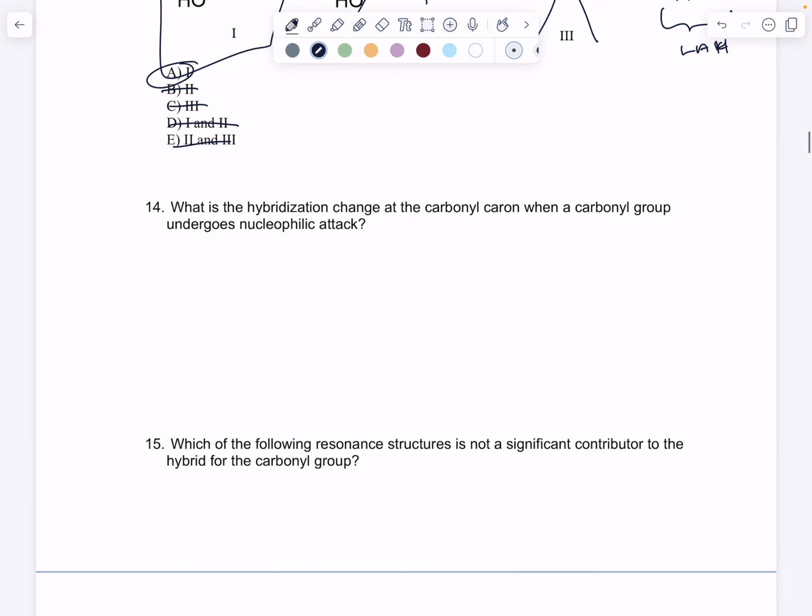Okay, next question. What is the hybridization change at the carbonyl carbon when a carbonyl group undergoes a nucleophilic attack? So if I have a carbonyl group and it undergoes nucleophilic attack, it goes from being sp2 hybridized right there to being sp3 hybridized right there. So sp2 to sp3.